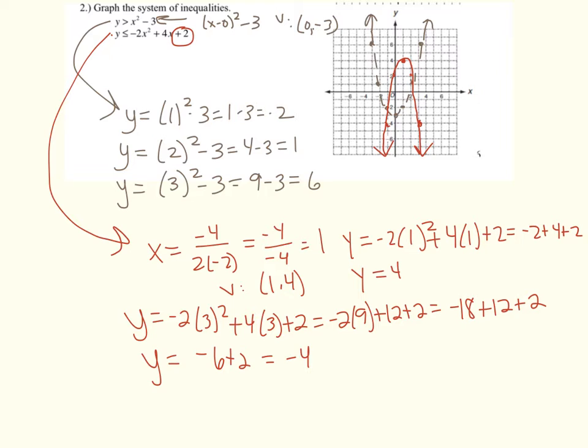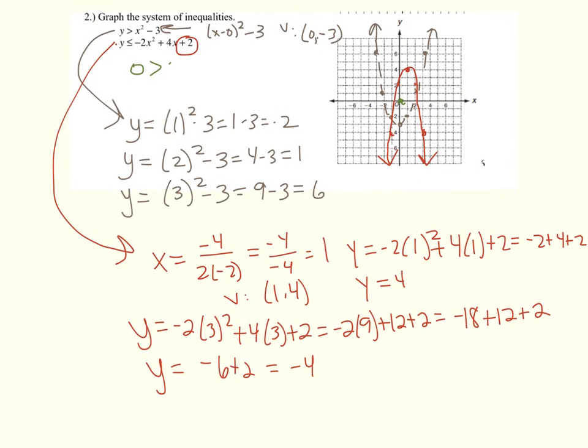I'm going to use 0, 0 as my test point since it's not on either parabola. So when I plug 0, 0 into the top one, I get 0 is greater than negative 3. Which is true, so I'm going to go toward my test point, so I'm going to stay inside the brown parabola.